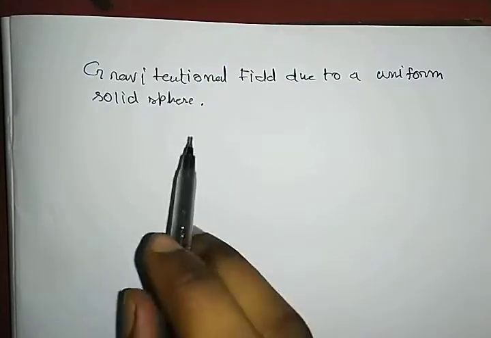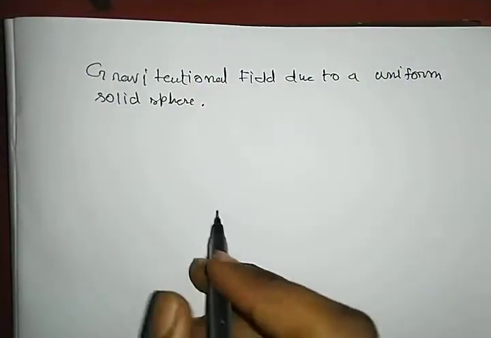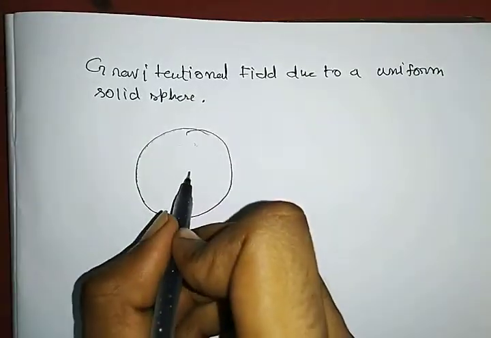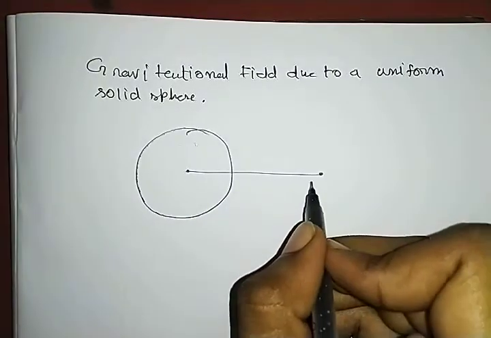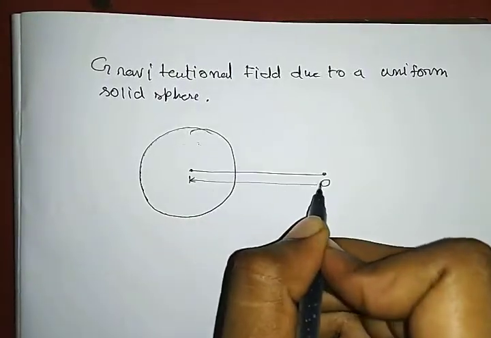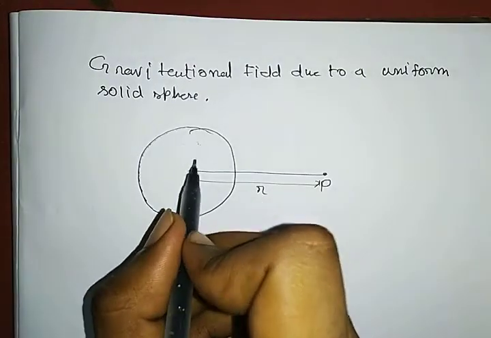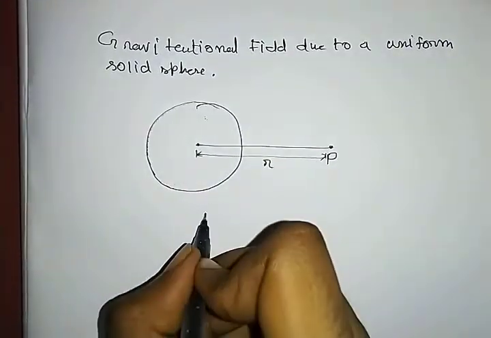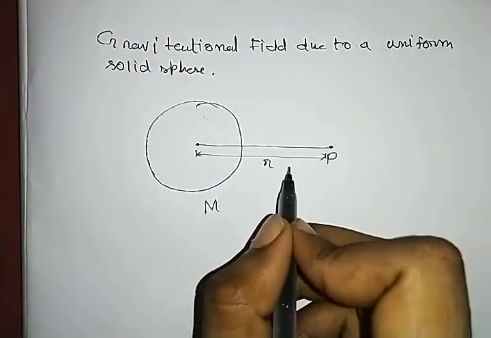So, to consider the field due to a uniform solid sphere, the first thing we need to do is draw a sphere like this, and I'll select the point at which I'll be considering the gravitational field. Let us call this point P, and let us take the distance from the center of this sphere as r, and we'll consider the mass of this whole sphere as m.